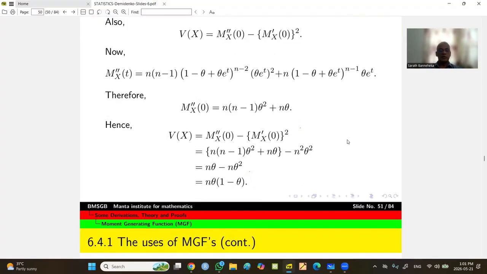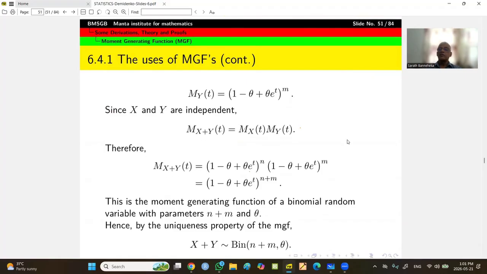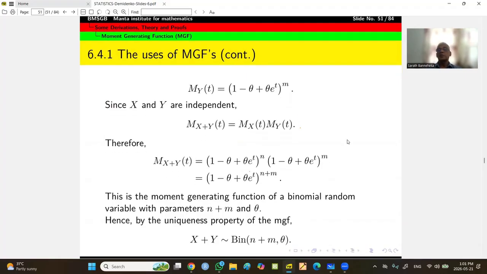Now let us look at the second advantage. We are given that X has a binomial distribution with n, theta. Y has a binomial distribution with m, theta, right? The number of trials is m.